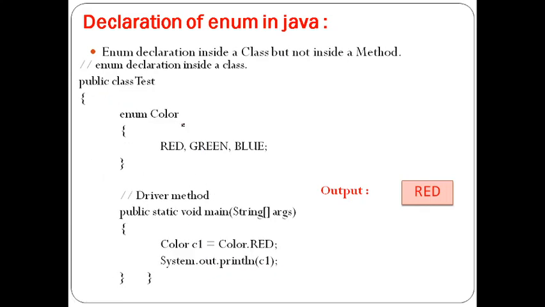So next method, how we can write an enum inside a class. Now I have a class Test here. Within the class Test, I have my enum Color inside that particular class. Same approach. So basically an enum may be outside a class or inside a class. Both ways we can create an enum.